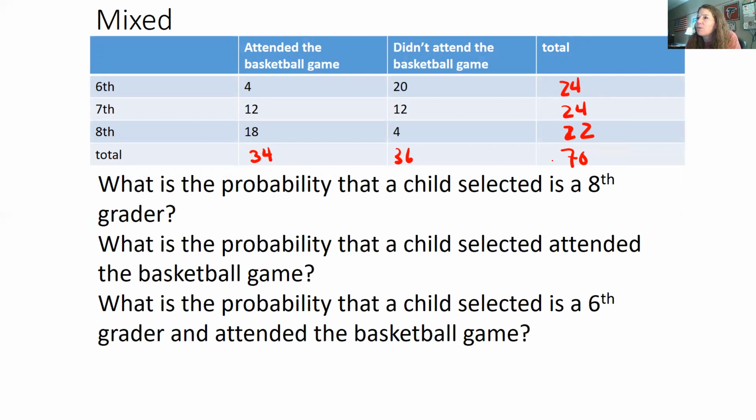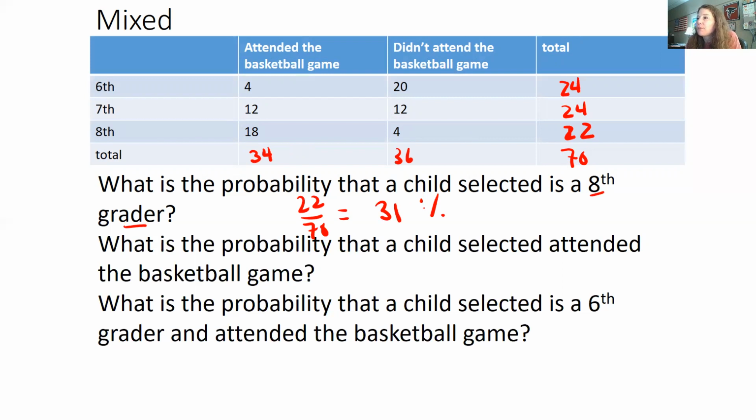All right, what is the probability that a child is an 8th grader? All of the students on this table are children, so the only criteria we have is 8th graders. Of all these kids, what is the probability that they are 8th graders? Well, there's 22 8th graders out of how many students? So 22 out of 70, which is about 31% of them.